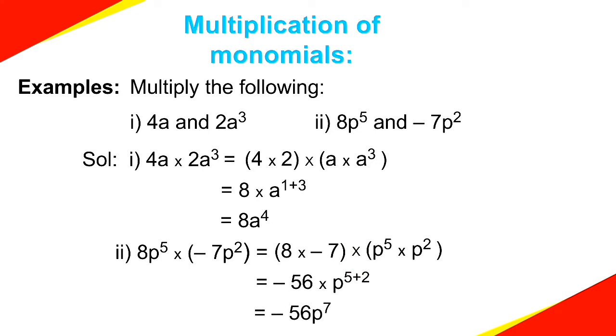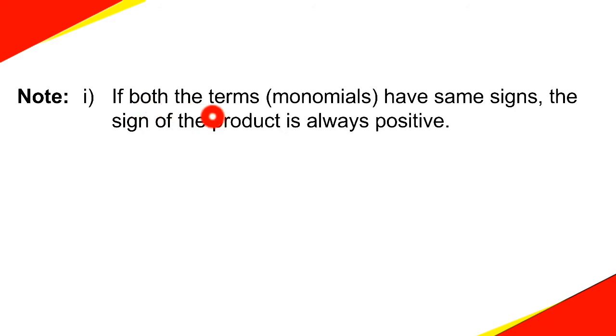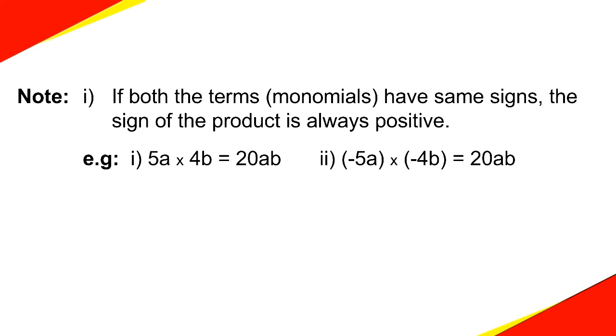Right, minus 56 p power 7. Note, if both the terms, means monomials, have the same sign, the sign of the product is always positive. Example, 5a into 4b is equal to 5 4s are 20. a into b can be written as ab, right?